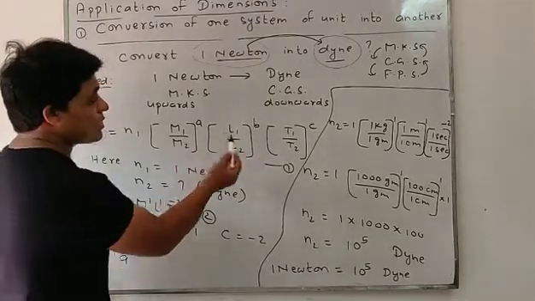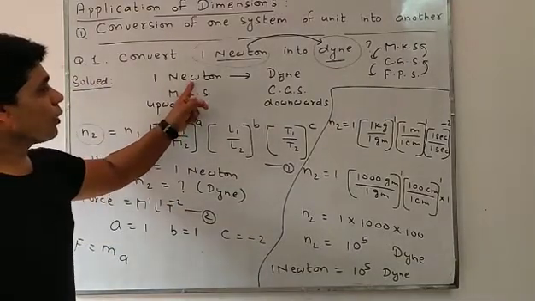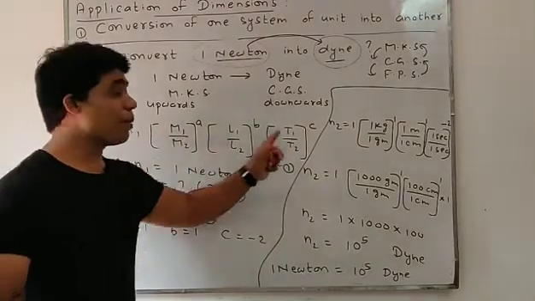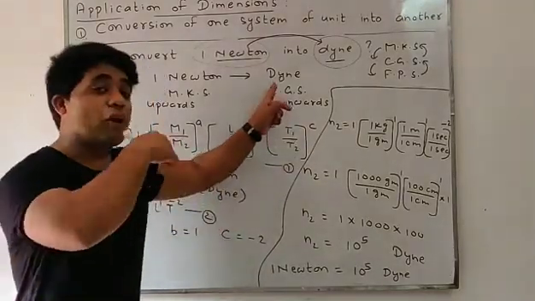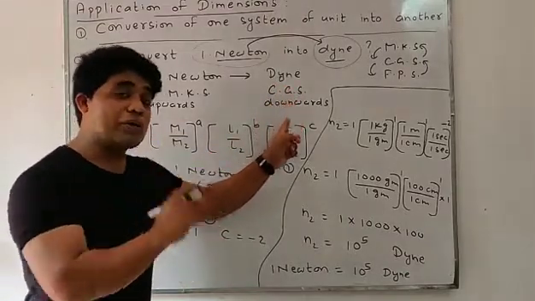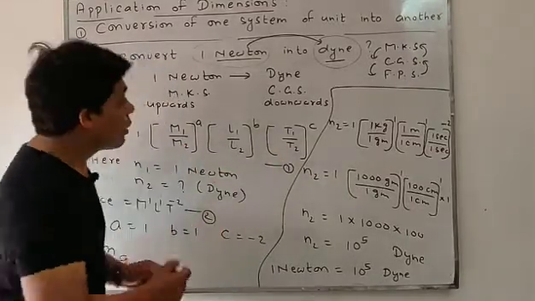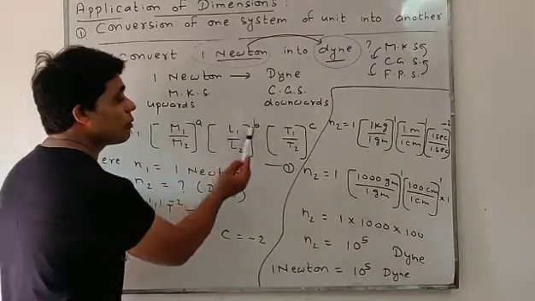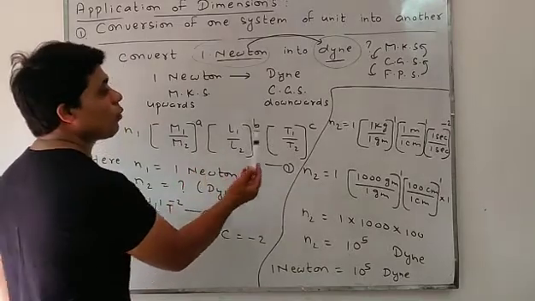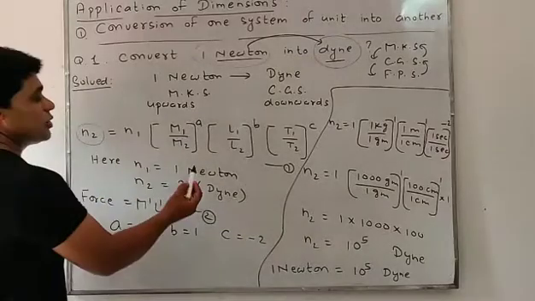Now we'll discuss mass, length and time. One important thing: the given MKS system's mass, length and time always come upwards, and we have to find in the CGS system, so the system that you have to find always comes downwards. So the mass, length and time of CGS always come downwards. Understood? The values of the given system always come upwards, and the values of the system that you have to find always come downwards.